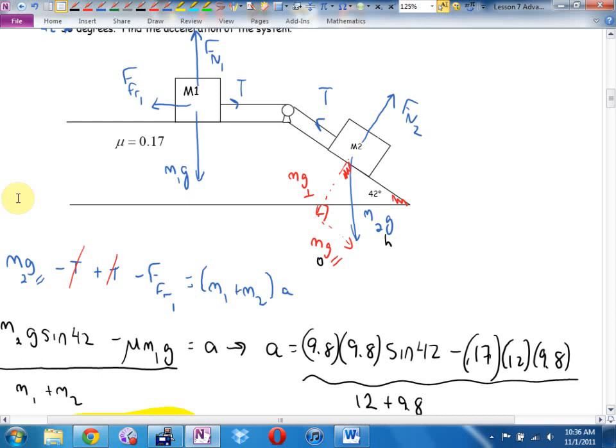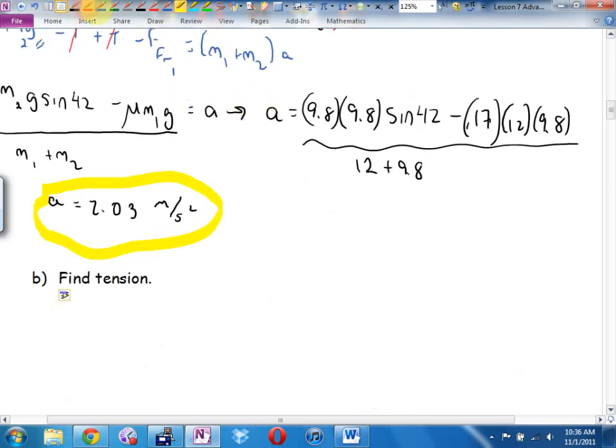What's my equation going to be here? If I just look at mass one, who's winning? Tension. Who's losing? Friction. Tension minus friction equals M1A. Tension equals M1A plus friction force. Mitchell, friction is what times what? Mu times normal force. Oh, but look. In fact, it's going to be M1A plus mu M1G. That's not too bad an equation to generate.